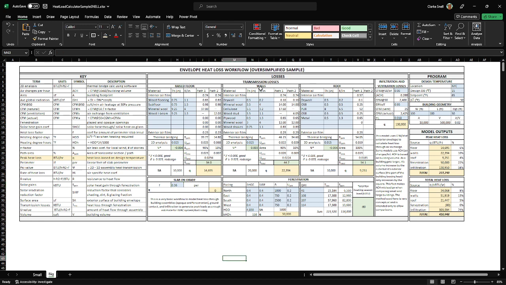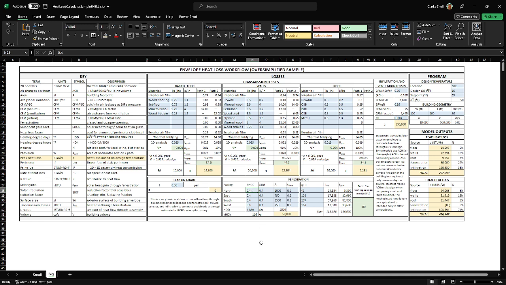Okay, so now we've got the transmission losses for the opaque walls and for the slab if we wanted it. Then we come in and we do our fenestration. So what's going on here? Well, I've got a solar heat gain coefficient that I'm assigning to each set of windows on the north, east, south, and west, because I might actually want a different solar heat gain coefficient.